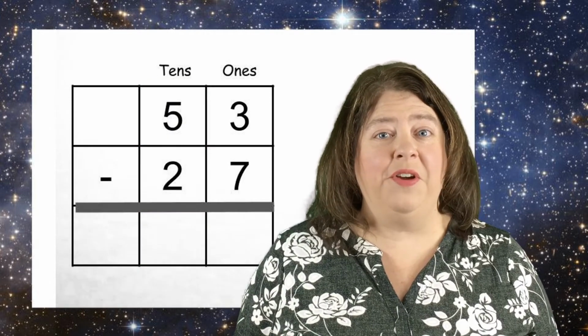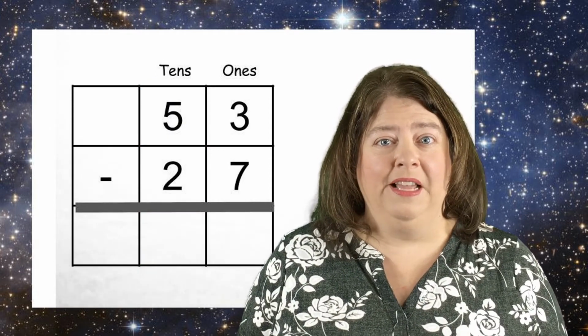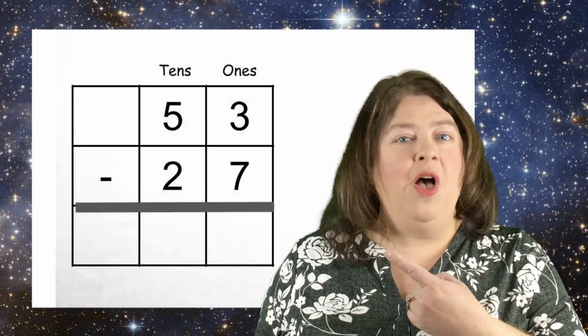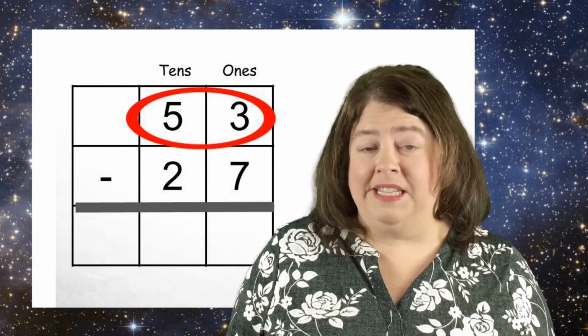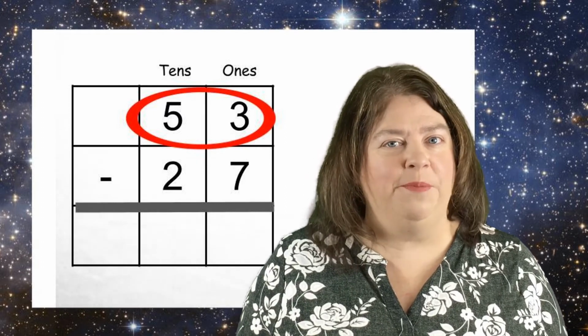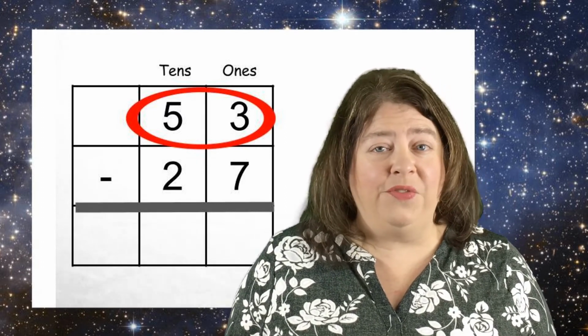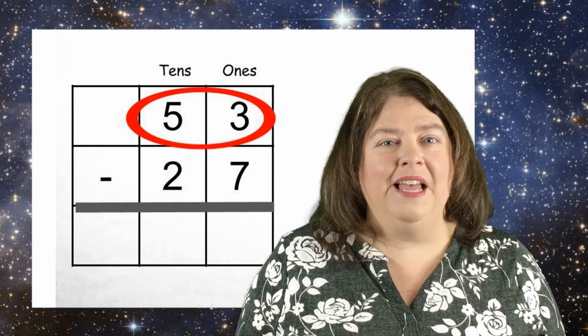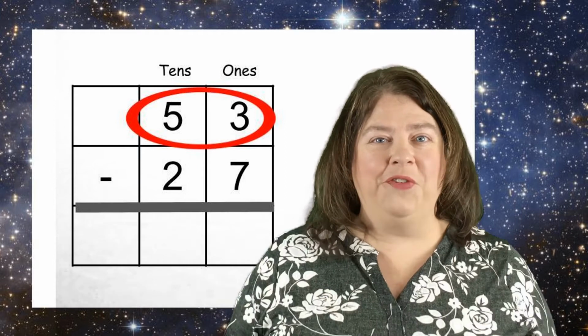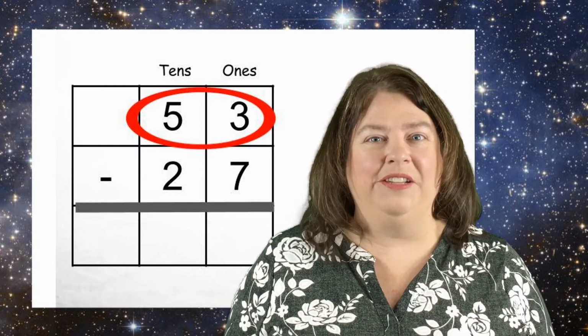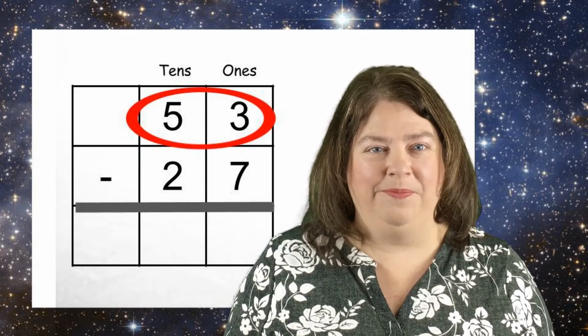Let's look at another example together. Take this problem, for example, 53 minus 27. So let's double check and make sure that the largest number is on the top. In this case, 53 is on the top. 53 is greater than 27. So yes, our first step is correct. Our numbers are lined up correctly.